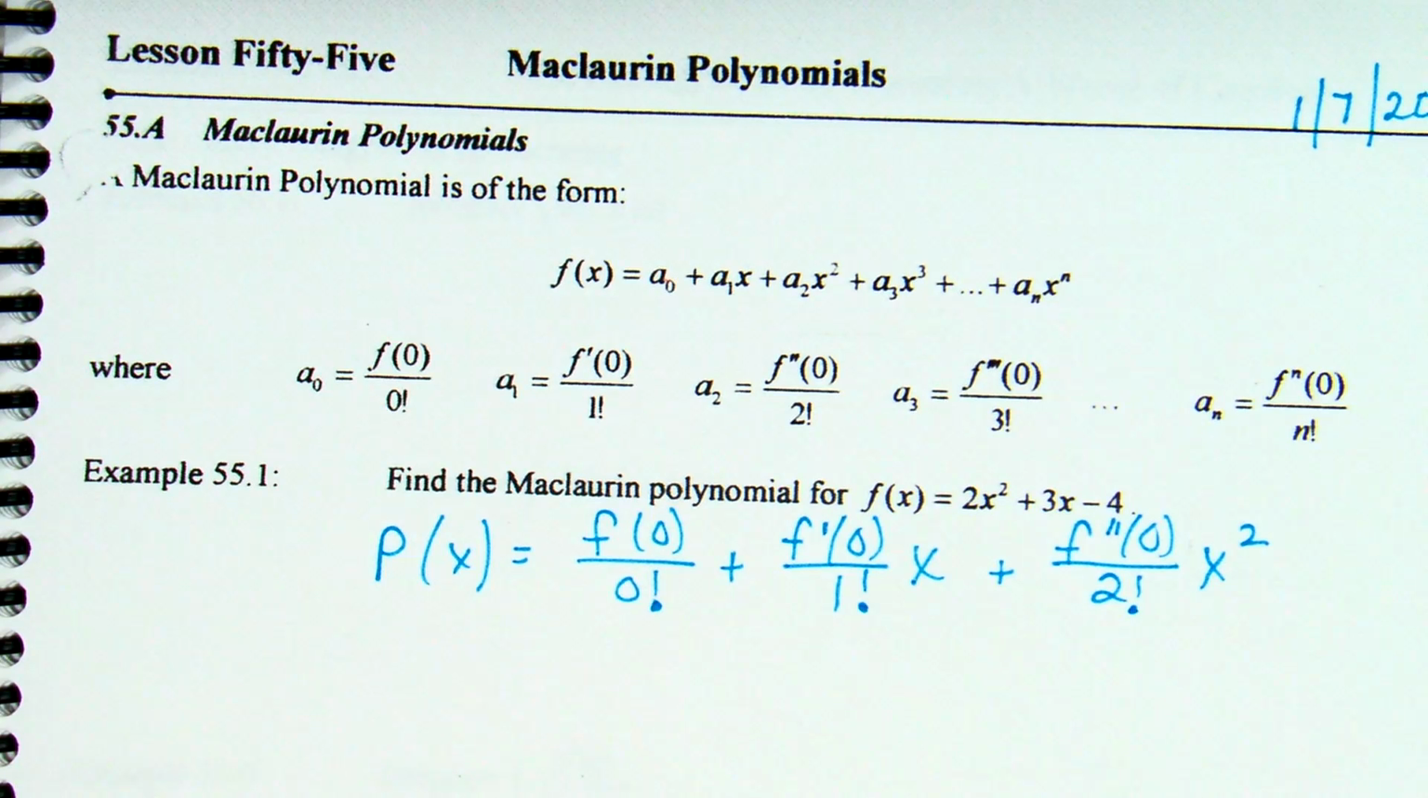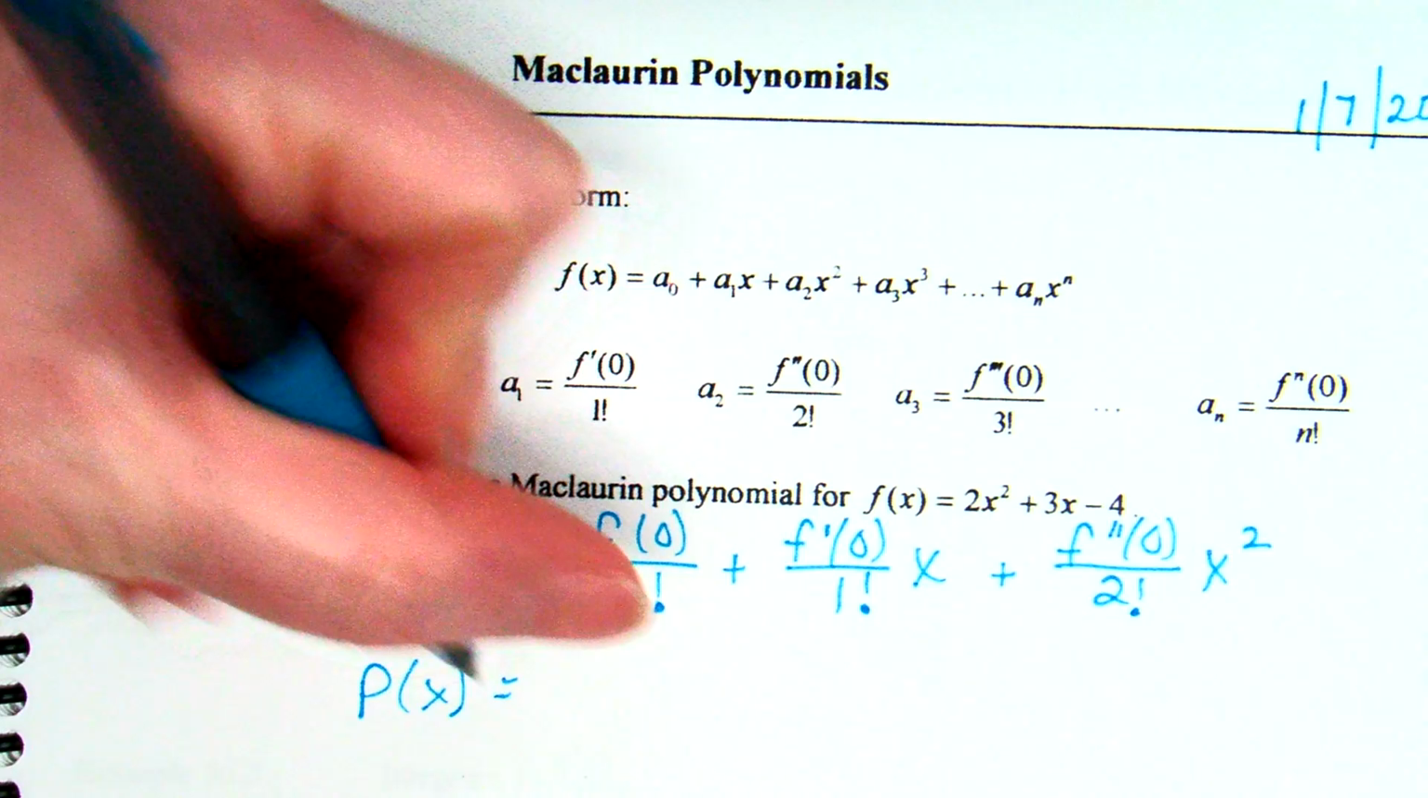Now, f of 0 divided by 0 factorial. What is f of 0?